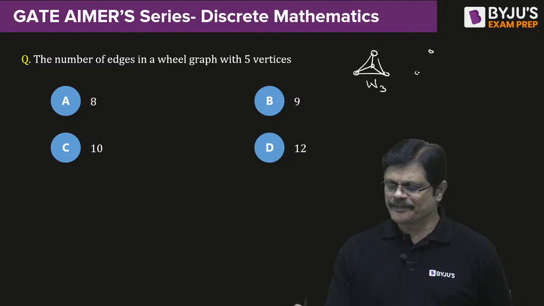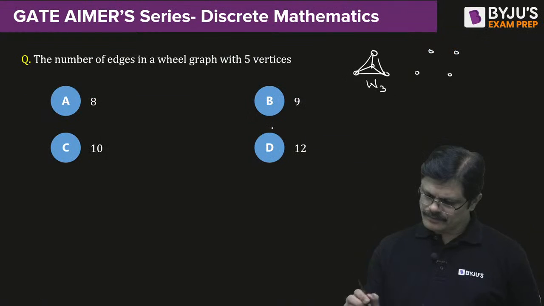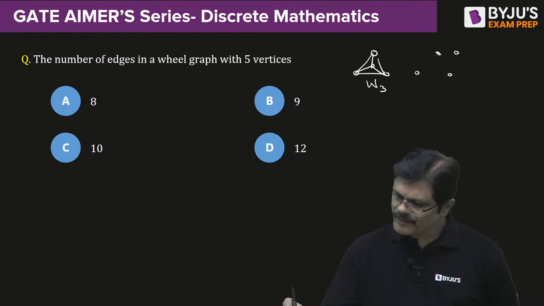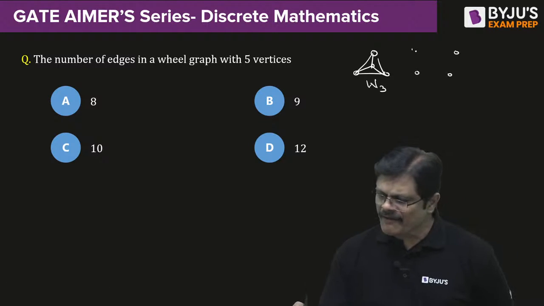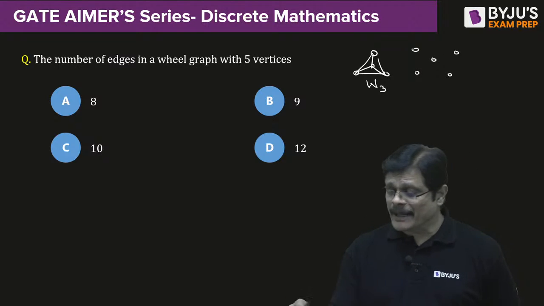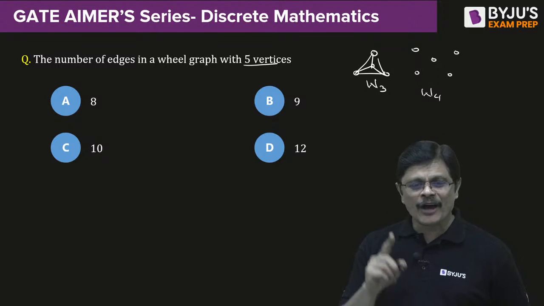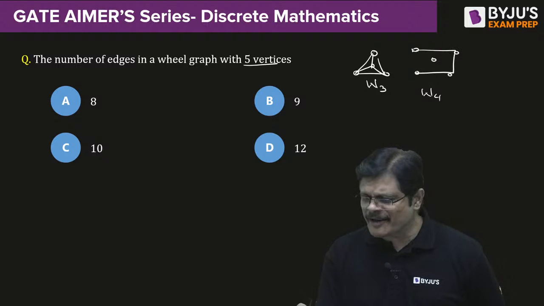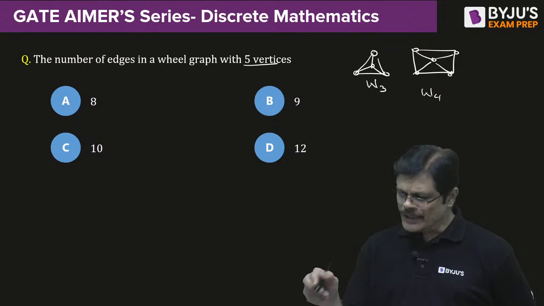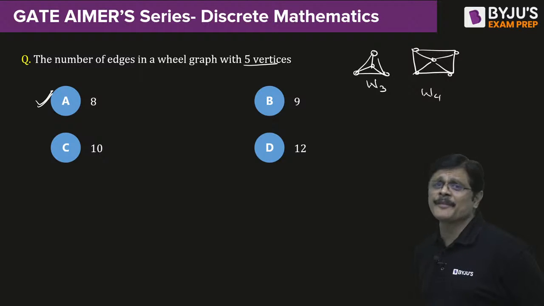Now look at this. 4 vertices, that is a 4 cycle. You are having a 4 cycle. This fellow will have 5 vertices. 4 cycle, that is the 4 wheel, W4, will have 5 vertices. So how many edges will this fellow have? 4 plus 4 edges connected to this. So he is asking about W4. 5 vertices means W4. So the correct answer is option A, my dear friends.